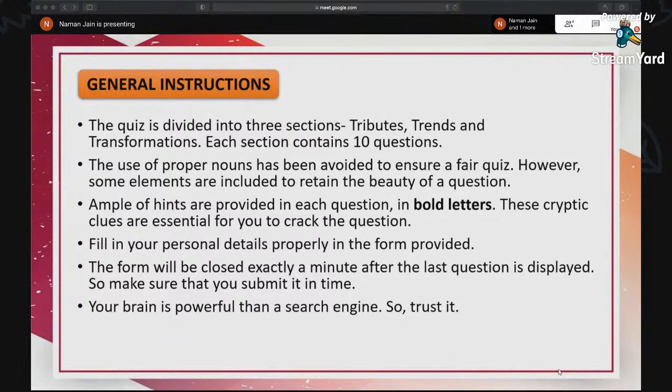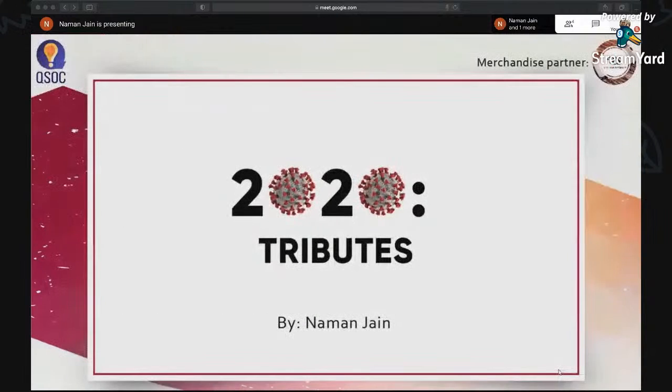This is a very general quiz, so there won't be any esoteric questions. You may encounter questions from sports, business, the entertainment industry, all types of questions, nature, wildlife, etc. I have provided ample India questions and done justice to the world also. So it's a fairly general quiz.